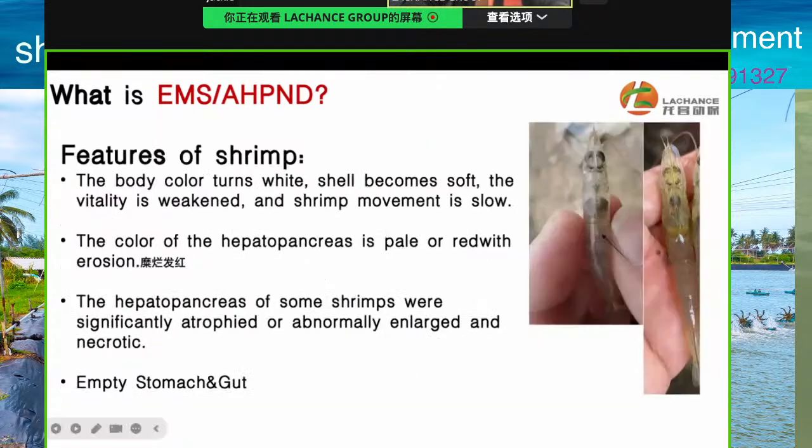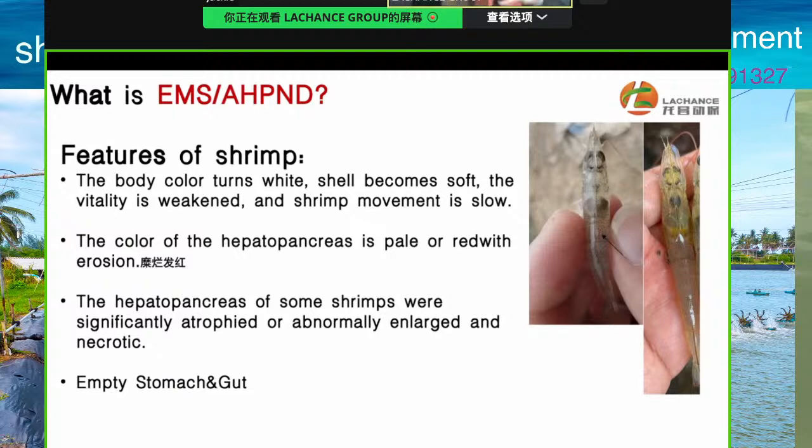You can see from the picture I shared, this is a shrimp with HPND. When the shrimp gets HPND, the shrimp's body color easily turns white, as I shared on the first pages. Also the shrimp's shell will become soft. You can check by hand: take the shrimp out of the water and check whether the shrimp's shell is soft.